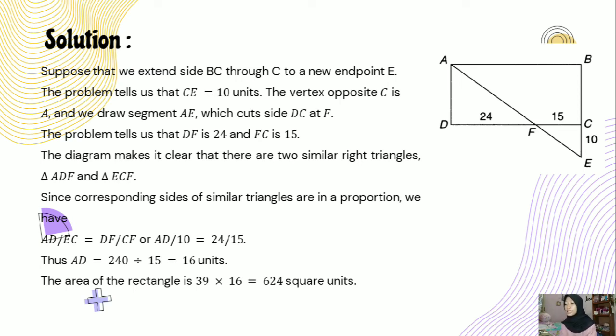Thus, AD equals 240 per 15 equals 16 units. The area of the rectangle is 39 times 16 equals 624 square units.